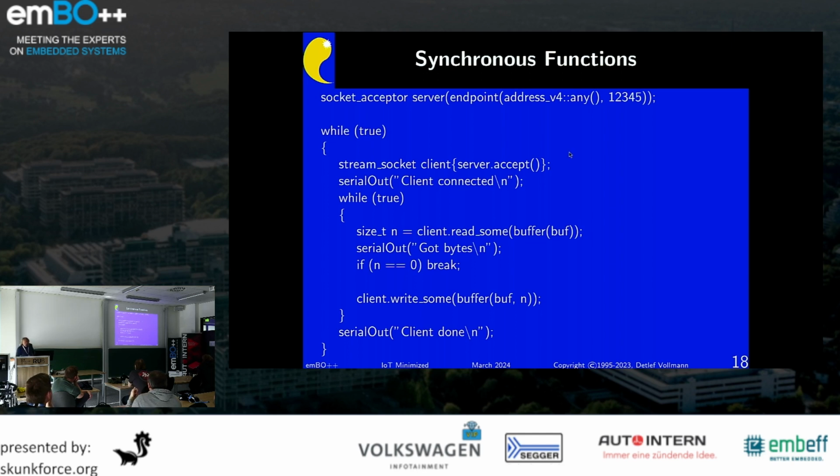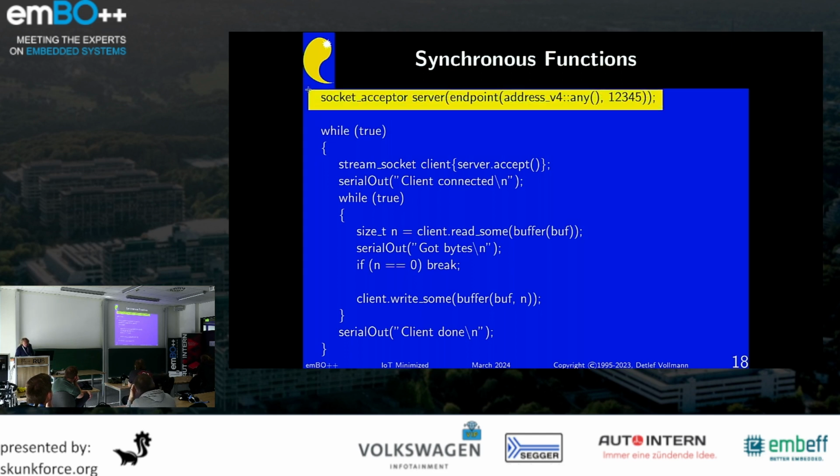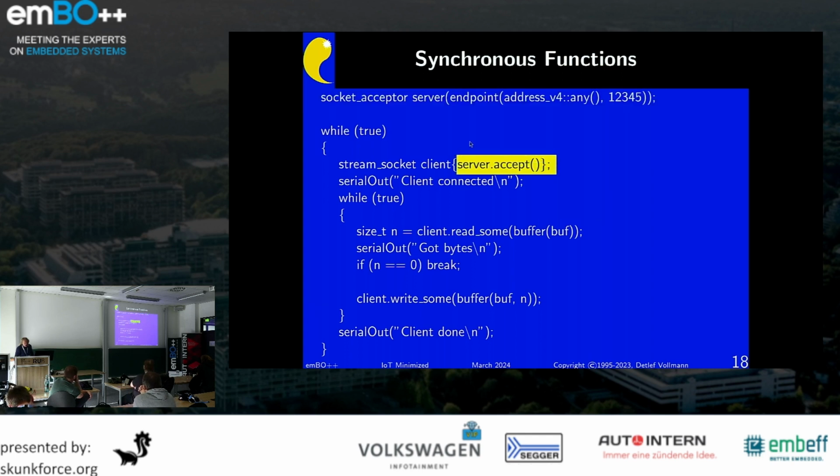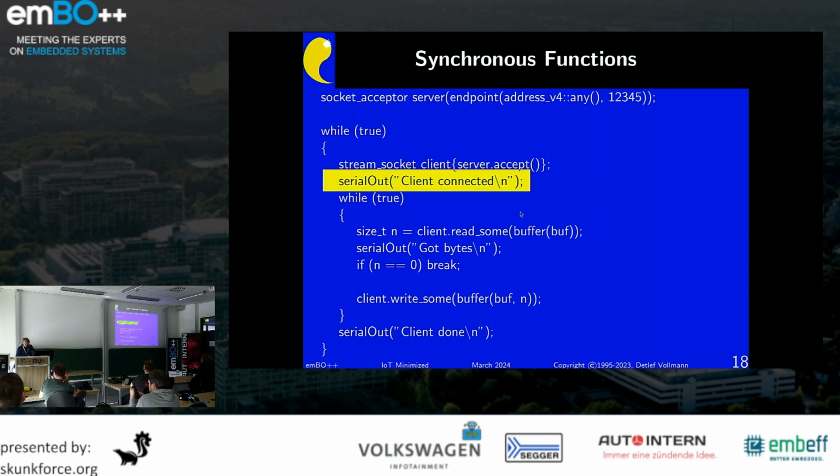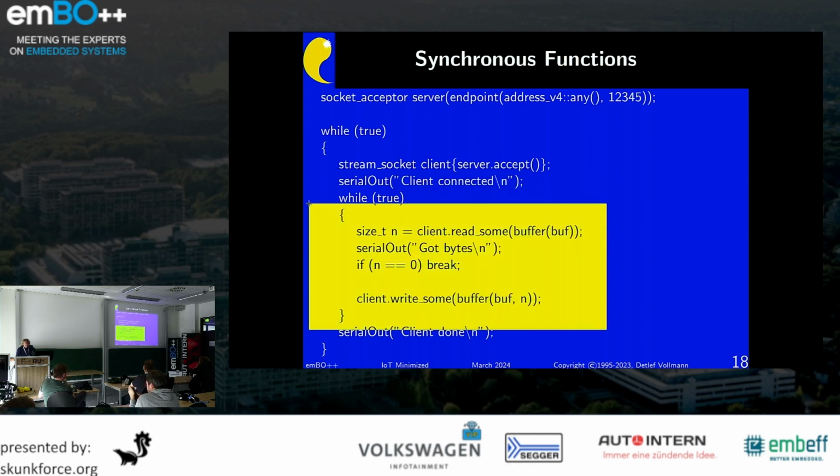So because it's a server, you need an acceptor socket, and you give the address and the port you listen to, and then you do an accept, and that returns you a stream socket. And my stream socket is a typedef of this basic thing. And then I just say, okay, my client is connected.